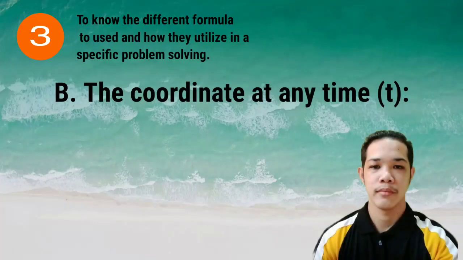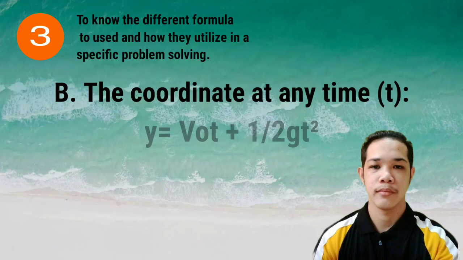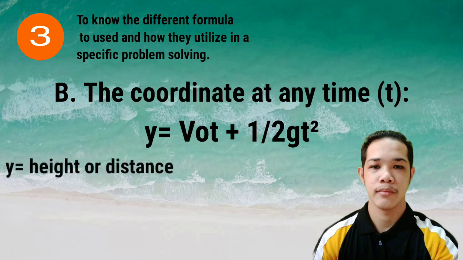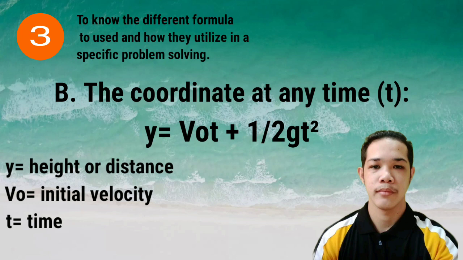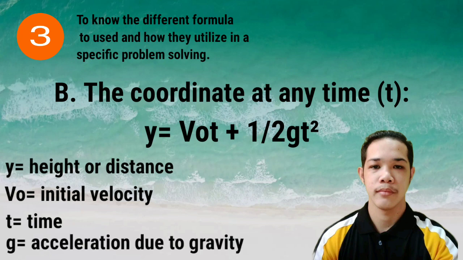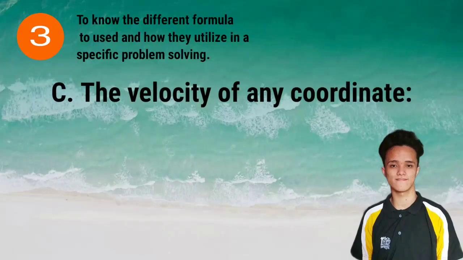B. The coordinate at any time t. y is equal to Vo t plus 1/2 g t squared, where y is the height or the distance, Vo is the initial velocity, t is the time, and g is the acceleration due to gravity.